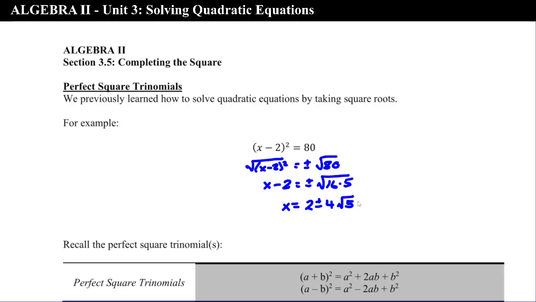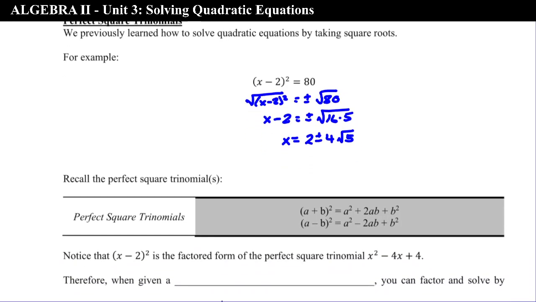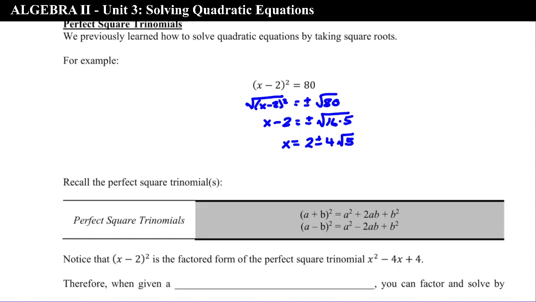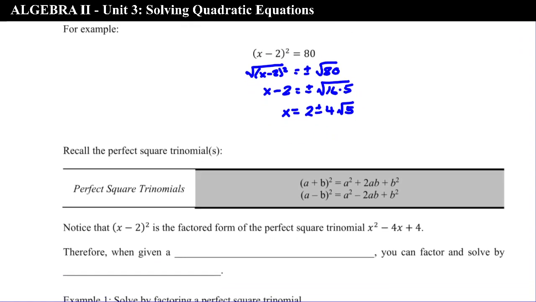Well, you may recall that the quantity x minus 2 quantity squared is a perfect square trinomial. If you were to expand it, it would look like a squared plus 2ab plus b squared. So if we were to expand x minus 2 quantity squared, it would expand to x squared minus 4x plus 4, that being a perfect square.